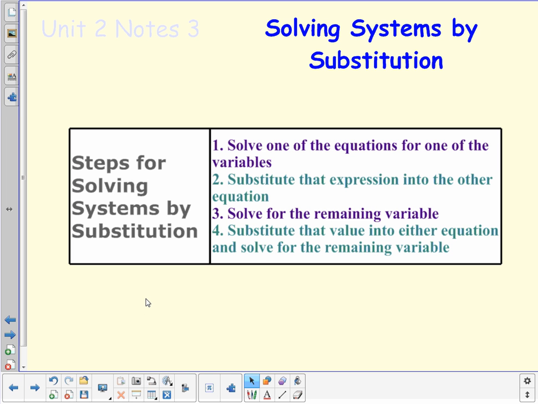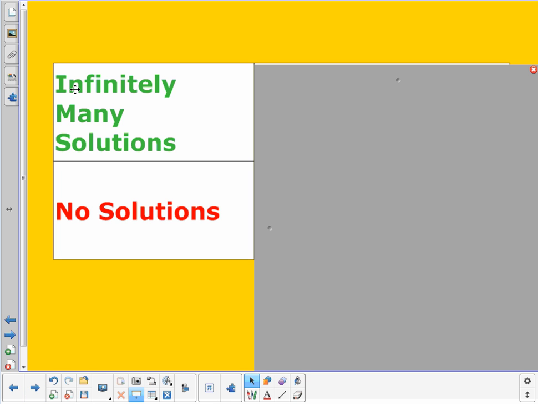Most of the time we're going to get one solution. We're going to get a point, an intersecting point, like we did when we were graphing systems. We'd have a point of intersection, and that point was our solution. But it is possible, as we saw with graphing, to have infinitely many solutions or no solutions. Infinitely many solutions were lines that ended up being one right over the top of each other. No solutions were lines that were parallel and never crossing.